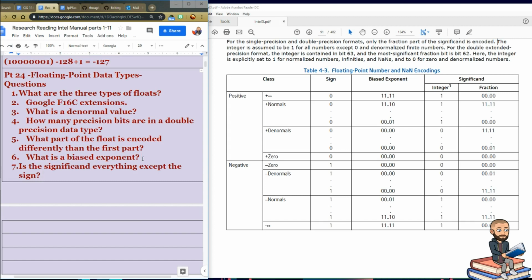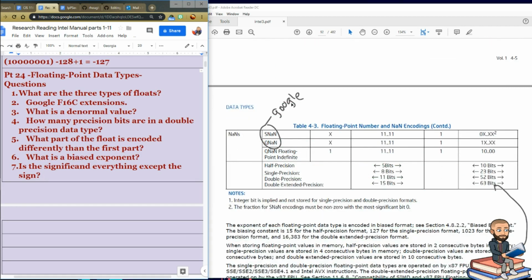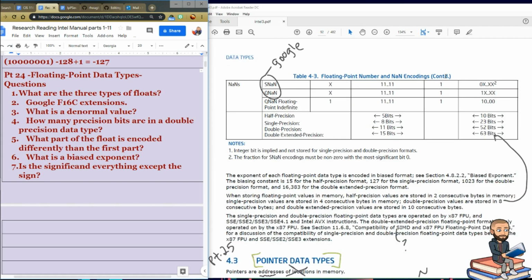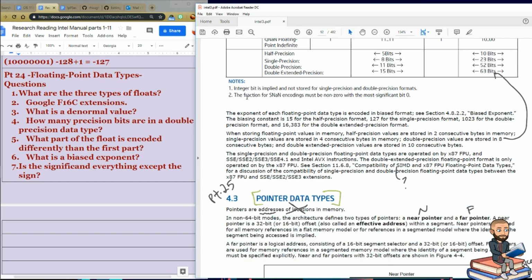Here's a binary question, or a Boolean question. Is the significand everything in the byte except the sign? Or the word, or double word, or whatever, because I'm looking here, we've got an integer part and a fraction part, and all of this is over here, while the word sign is over here. Okay, so 3 tables in one video is quite a bit, and it looks like we're not stopping. Unless, okay, it's continued. See that? Well, I plan on Googling these later. The 2 notes say the integer bit is implied and not stored for single precision and double precision formats. And the second note says that the fraction for SNaN encodings must be non-zero with the most significant bit 0.